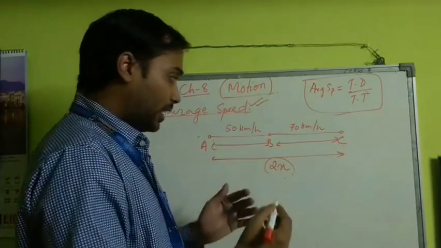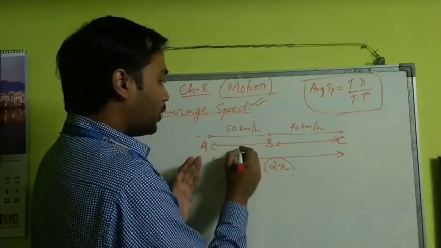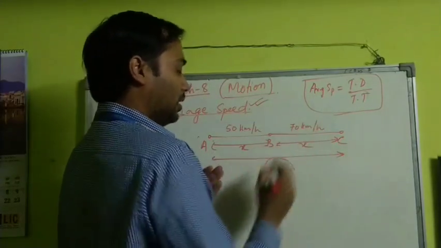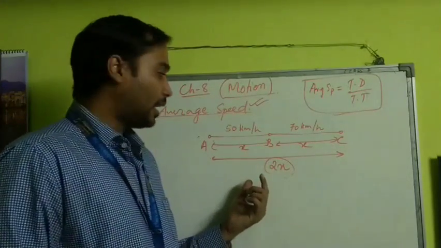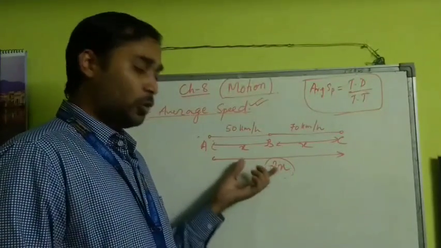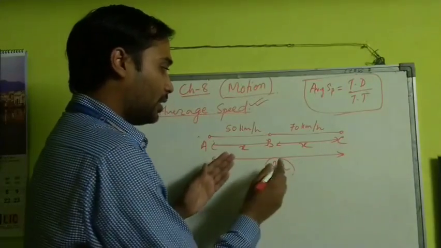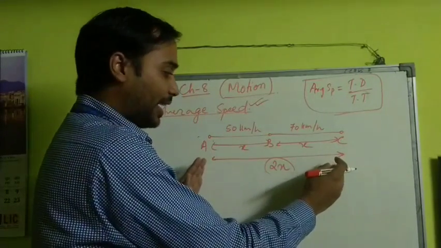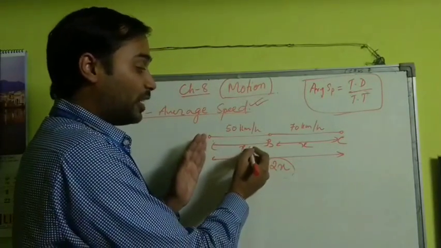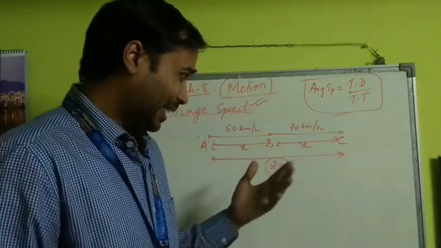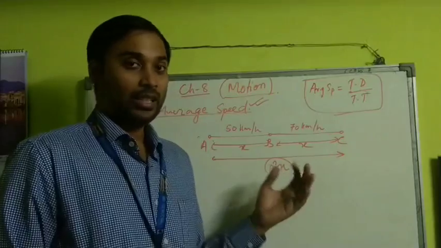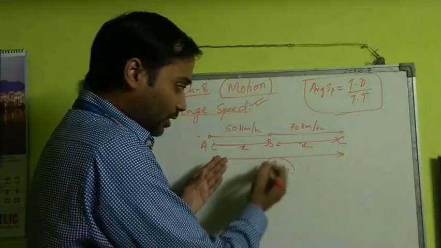2x, so that each part becomes what? X. This will be easier to calculate. That's why I have taken 2x. Otherwise, if you take the entire journey x as x, then each part becomes what? X by 2, and that becomes a fraction, which then makes the calculation a little bit difficult. Thereby, I have taken twice x.